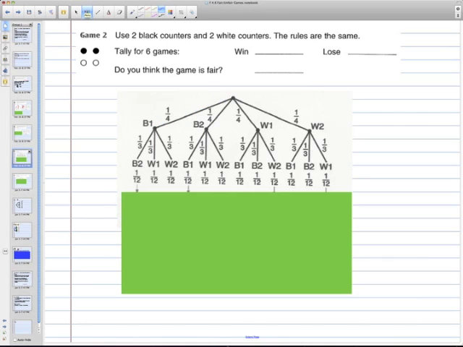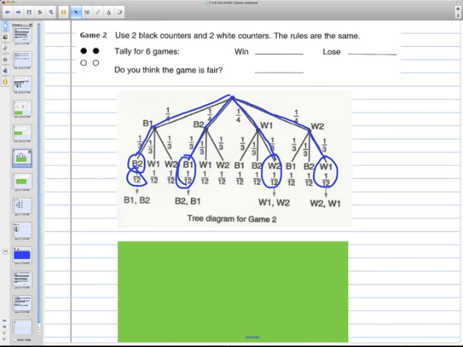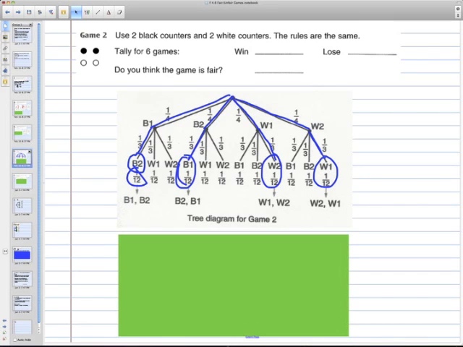Now if we want to look at outcomes that will result in a win, we want to have our first draw be a black and our second draw be a black. And that would result in a win. So there are 4 possible outcomes that would result in a win. So that's 4 out of 12. Well, 4 out of 12 isn't even half of a chance of winning this game. So therefore, this game isn't fair either.